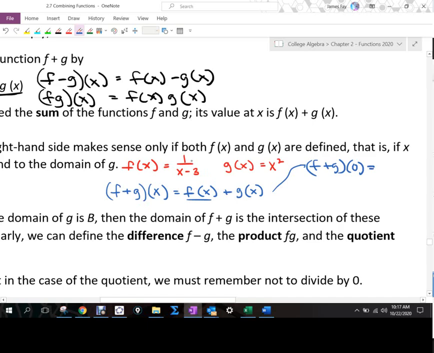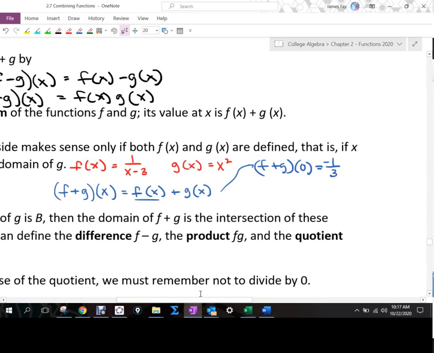Can you do that? If I plug 0 in right here, I get 1 over negative 3, so I'll change that to negative 1/3. And then if I plug in 0 to this function, I get 0 back, right? Can I take negative 1/3 plus 0? Is that legitimate? You get an output of negative 1/3.